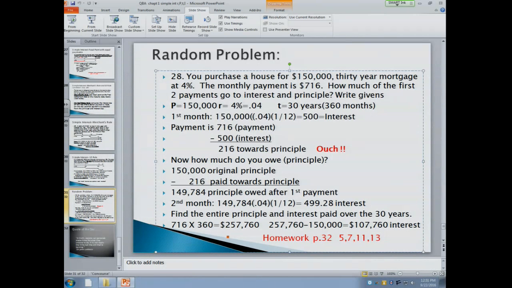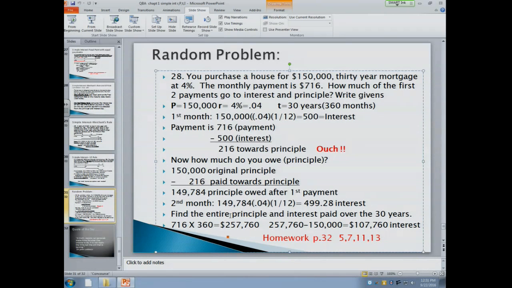Let's look at the second month. So in the second month, you don't owe $150,000 anymore. You only owe $149,784. So we're going to calculate the interest with I equals PRT. There's your P, your R, and your T. And here's our interest, $499.28, the second month.